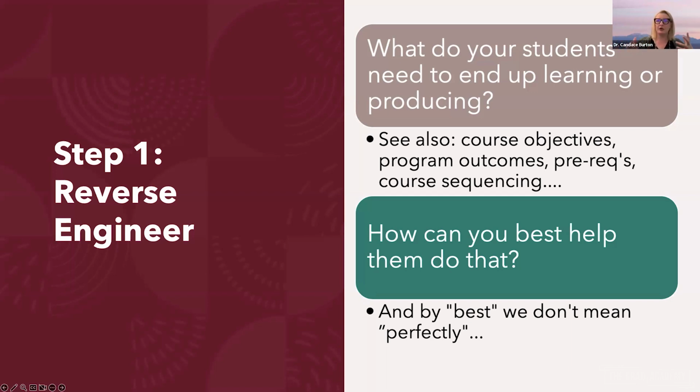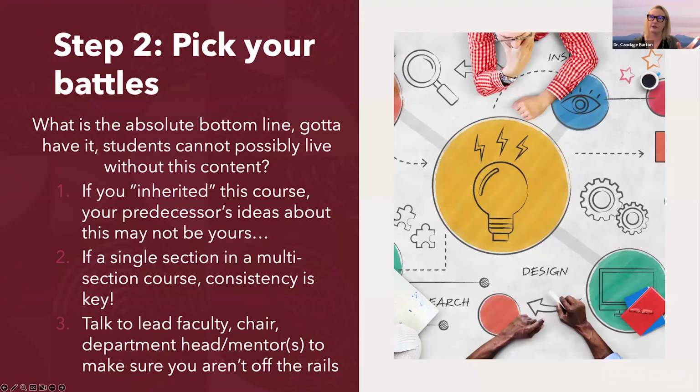And then you've got to think about how you are going to best help them do that. And I put this here because I mean it. By best, I don't mean perfect, right? You need to give them the best that you can without sacrificing your own sanity or your own scholarly career, okay? So believe me, none of your faculty are perfect, and you don't have to be perfect either. Okay, so that's the first step: where are we going?